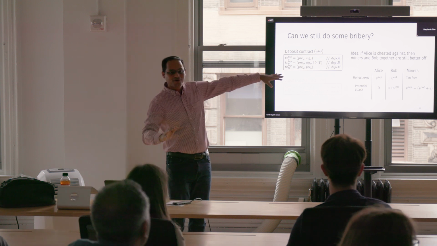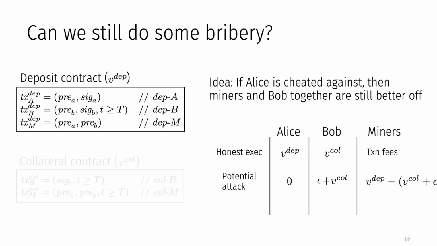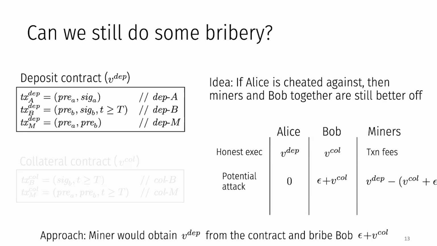All right, so back to what I was saying over here. In this potential attack, Bob and miners can both potentially earn a higher amount of money. The approach over here would be one where the miner would obtain VDEP from the contract through this path DEPM and bribe Bob some amount higher than what he would receive otherwise. This is where we call it a reverse bribery attack, because until now we were seeing Bob bribing miners, but over here miners are bribing Bob to actually achieve this action.